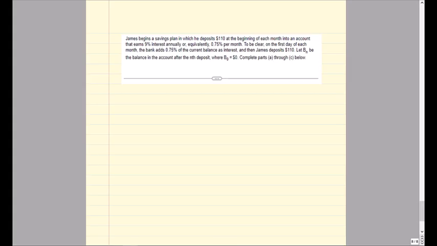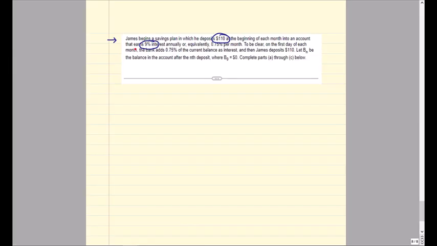This is another neat application problem. This one has to do with investing instead of medication. We have a person that begins a savings plan in which they deposit $110 at the beginning of each month, and the account earns 9% interest annually.